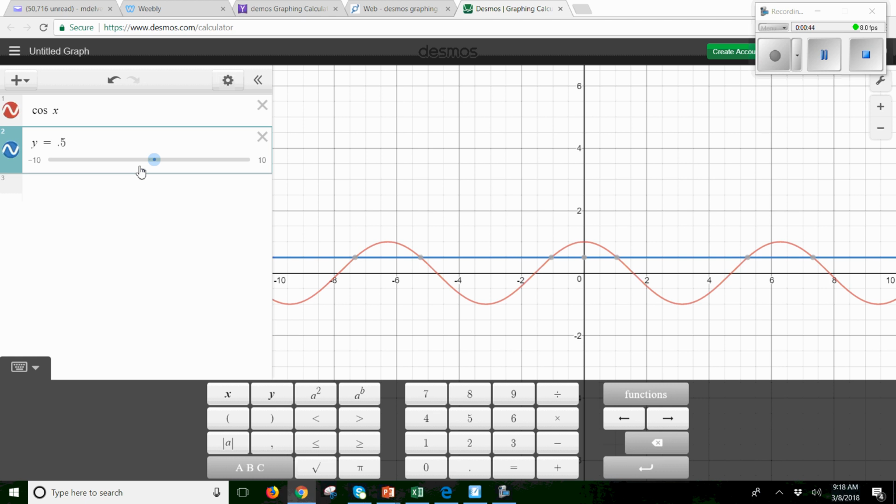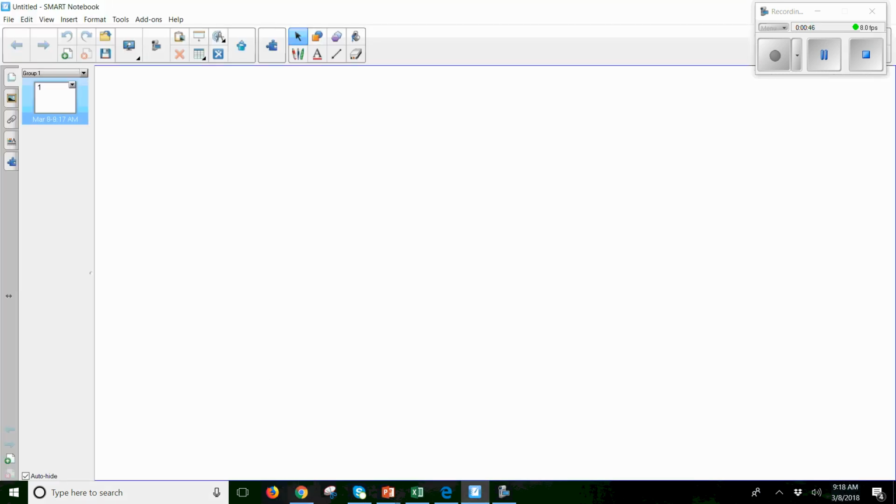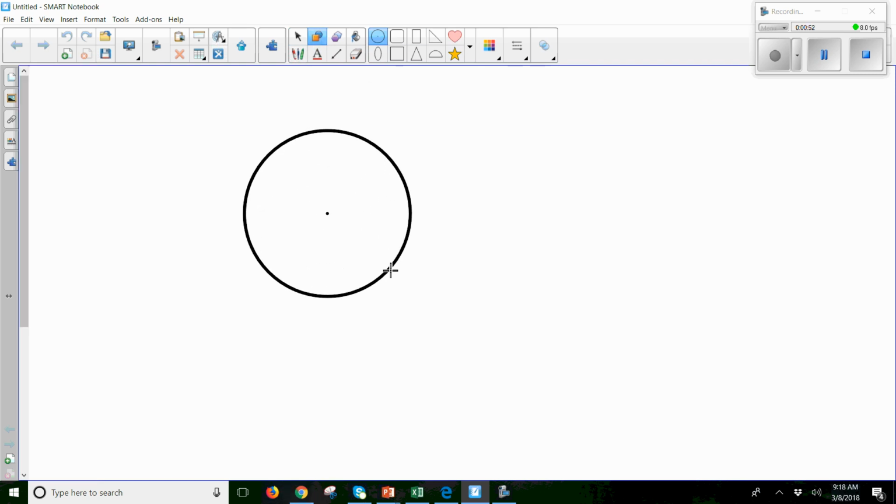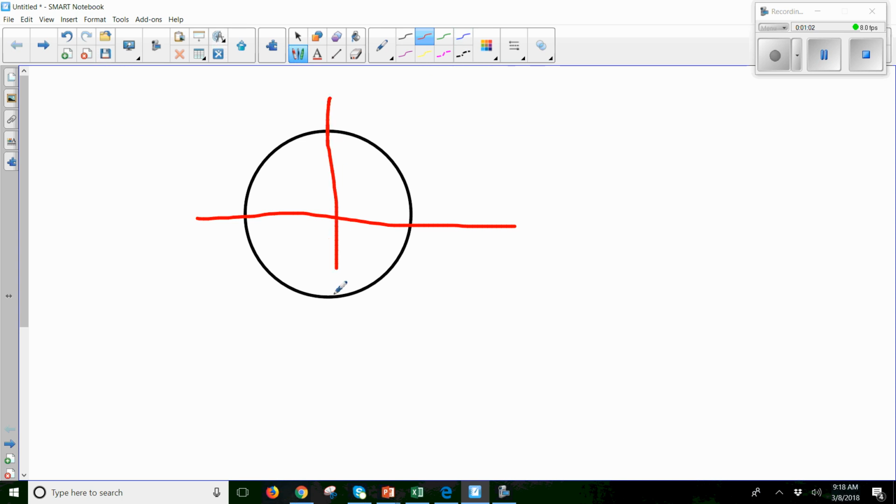So let's note that. The cosine theta is 1/2. So cosine theta is our x value. So it's 1/2, 2 spots, right? So there's one here and there's one here.